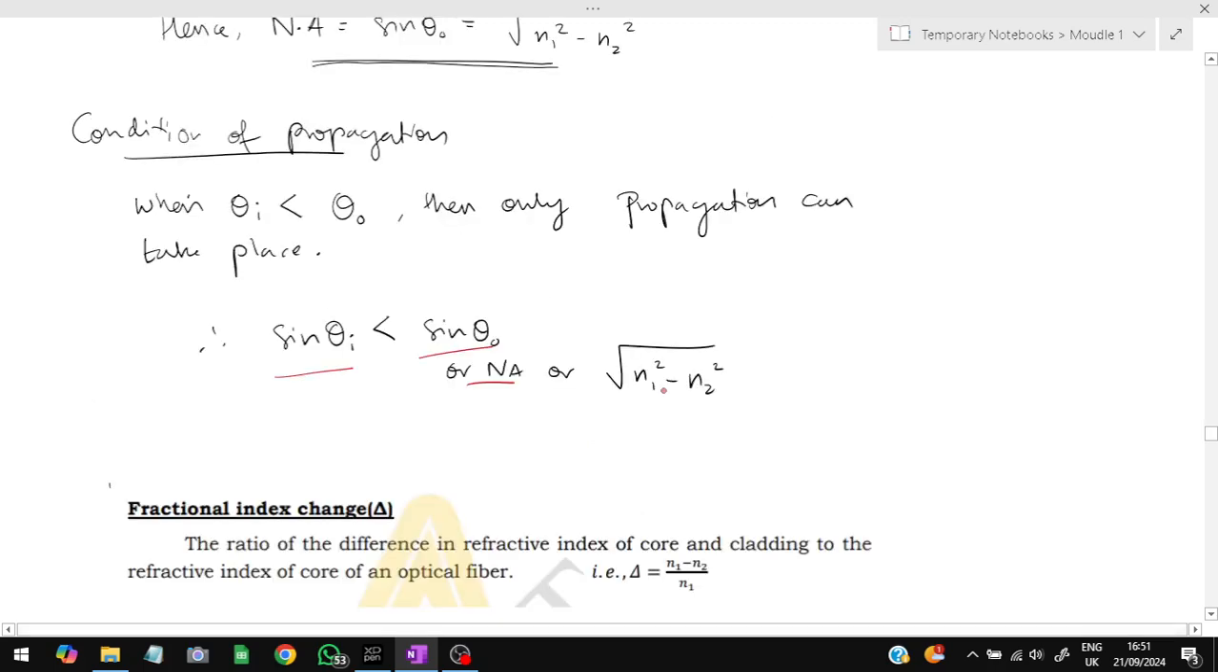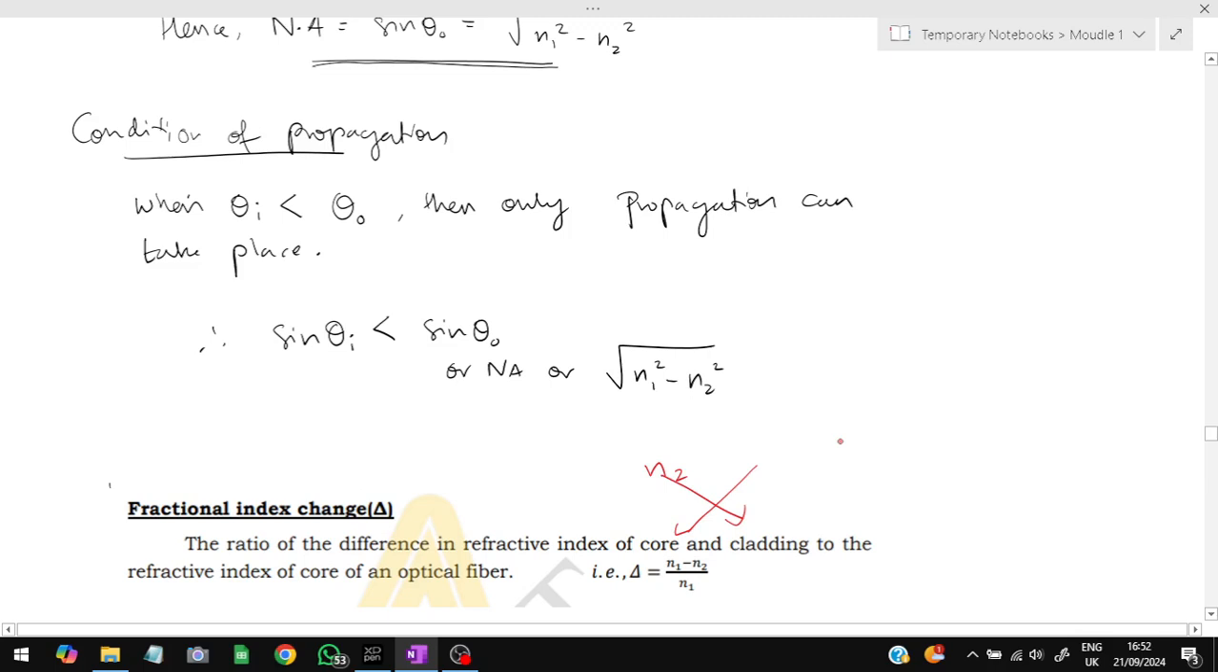Two concepts of the theory: fractional index change, that is the ratio of the difference in the refractive index of core and cladding to the refractive index of the core of the optical fiber. Here the cladding's refractive index will be lower and the core's will be higher. In our case we have considered n2 as cladding and n1 as core, but you get the point. Cladding should be lower, core should be higher, and this is the formula: n1 minus n2 by n1, the fractional index change.